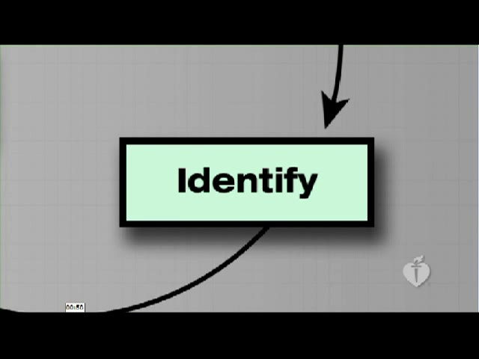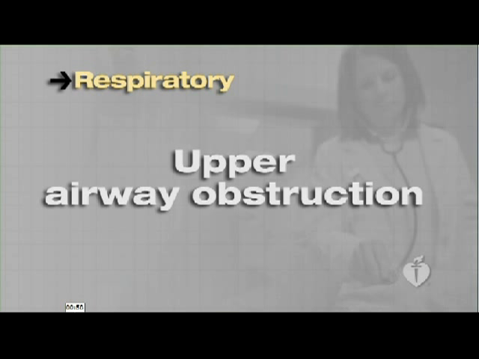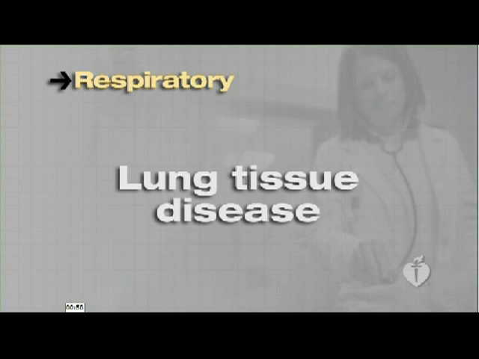You need to identify any illness as either respiratory, circulatory, or a combination of both and identify the severity of the illness. Respiratory problems can be categorized into 4 groups: upper airway obstruction, lower airway obstruction, lung tissue disease, and disordered control of breathing. The severity of a respiratory problem may be respiratory distress or respiratory failure.